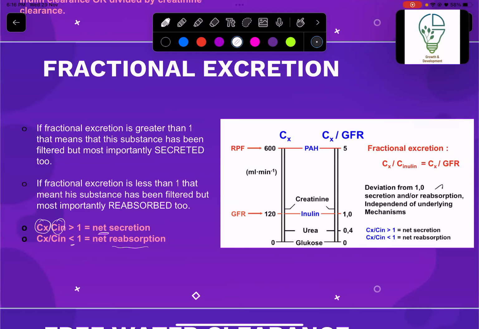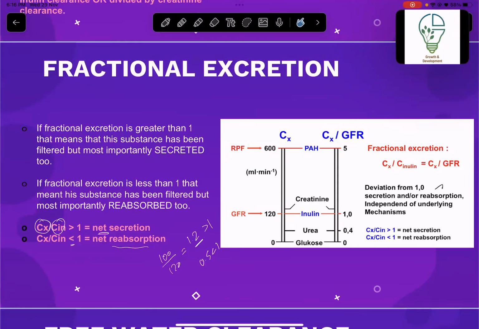Let's take another example. Let's say the clearance of a substance is 100 and the GFR is 120. Then we get 1.2, which is greater than 1, so we say there's a net secretion, and the opposite is true too. If it's a value less than 1, like 0.5, then 1 is greater, and therefore we say there's a net reabsorption. Does that make sense? Okay, good.